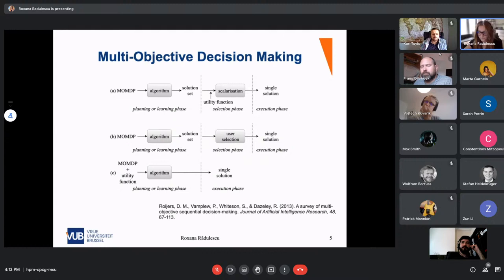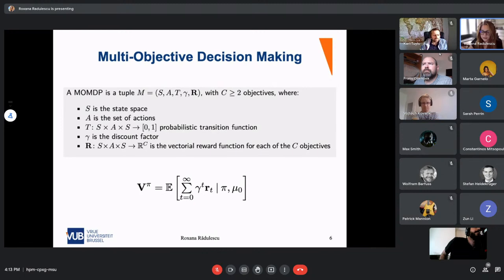So in order to formalize everything a bit, we have seen the definition of an MDP so many times, but when we go to multi-objective MDPs, again, the main difference will be the vectorial reward function. And what I wanted to show here is the fact that the goal now will also change, since now we are optimizing the expected discounted sum of rewards with respect to some policy and initial state distribution, but this value is as well vectorial now.